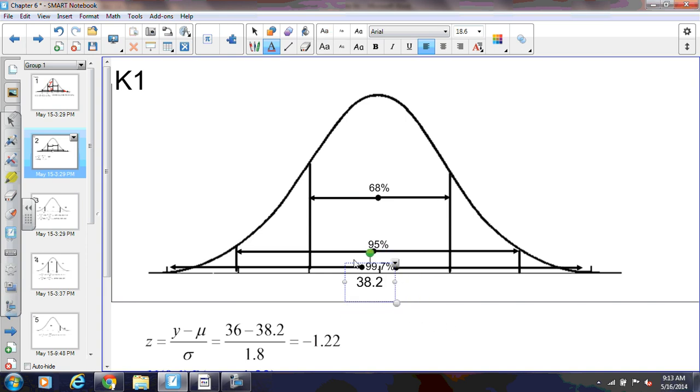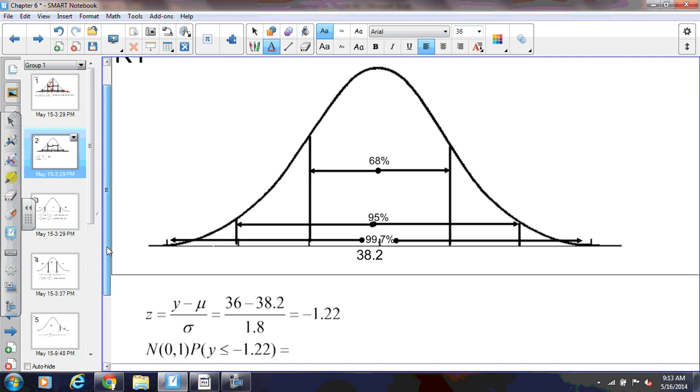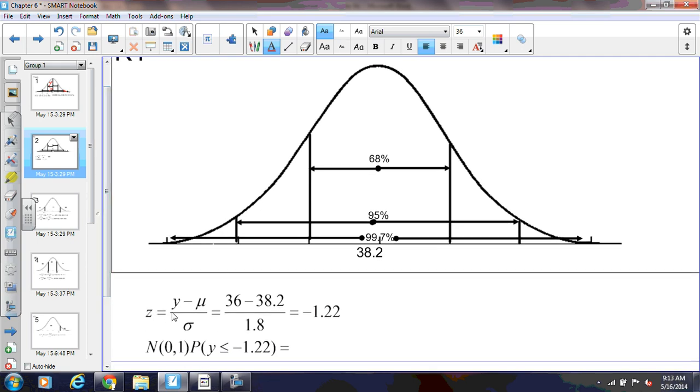And we could go through and find all the values for the 68% and the 95%, but I'm not going to take the time to do that because we're not actually going to use the empirical rule for finding these areas. We're going to use the z-test or the standard normal test. Okay, so we're going to use this formula, z equals y minus mu, which is the population mean, divided by the population standard deviation, or sigma. All right, so we're trying to find out what is the area below 36. Okay, so that's what we're interested in.